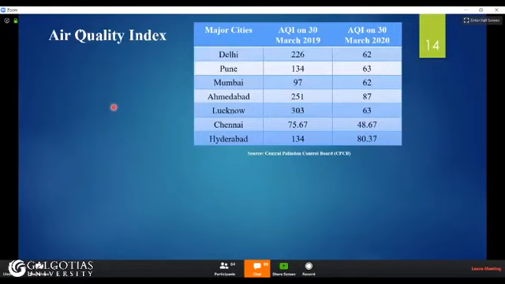Even Chennai's contribution is very less, but its AQI is a bit low compared to Hyderabad on March 30. Last year, a yearly comparison was made. And this year, on March 30, 2020, we were already in lockdown, and the same is experienced in terms of air quality index also.